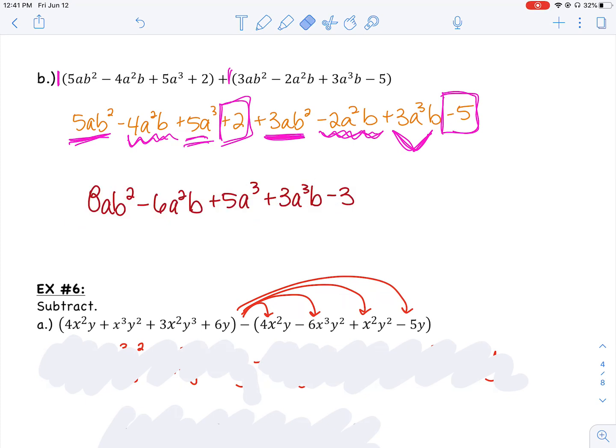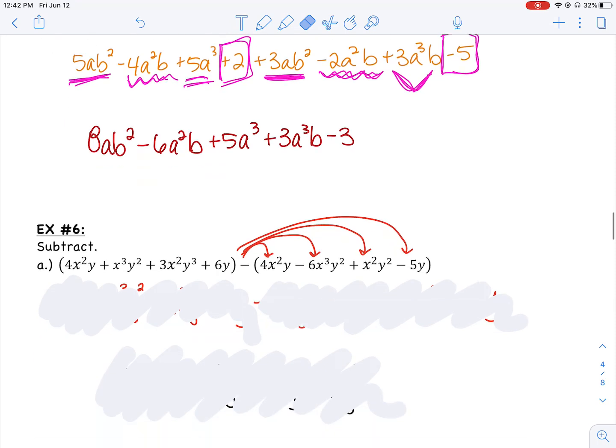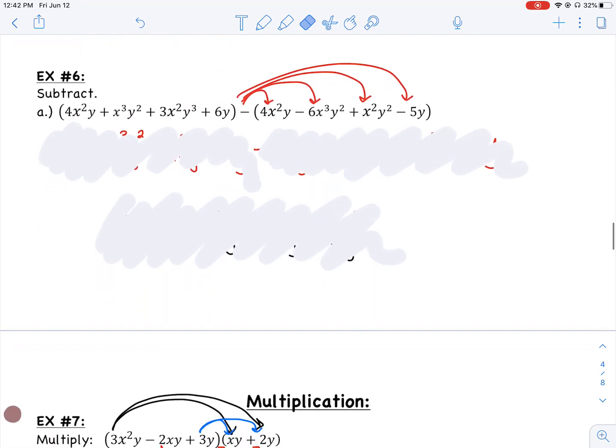I have a final answer of 8ab squared minus 6a squared b plus 5a cubed plus 3a cubed b minus 3. Again, you might have them in a different order than me. As long as you have the same exact terms with the same exact signs, that should be the same final answer. All right, let's do a few subtraction ones, or one subtraction one anyway.